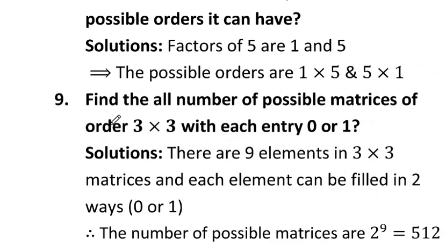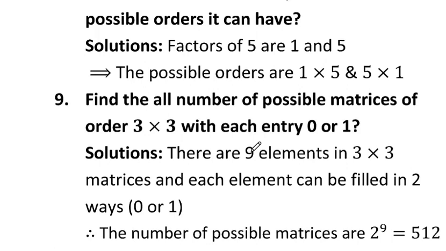And this is also one important question. Find the number of possible matrices of order 3 cross 3 with each entry 0 or 1. A 3 cross 3 matrix has 9 elements, and in each case you can put either 0 or 1. That is actually the concept of probability: the total number of outcomes. In each entry it may be either 0 or 1.